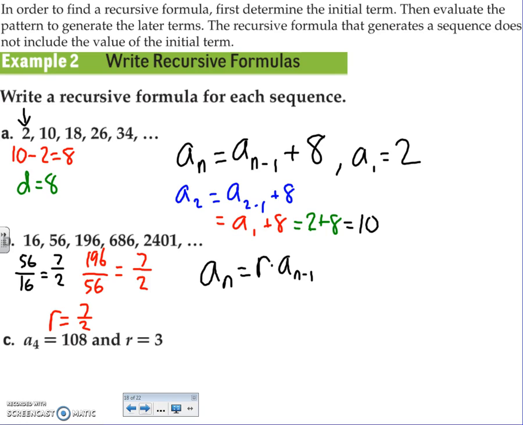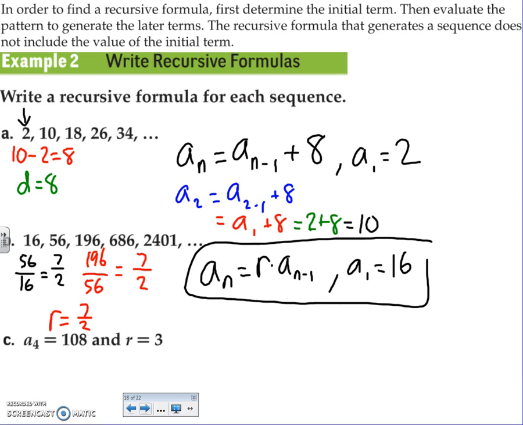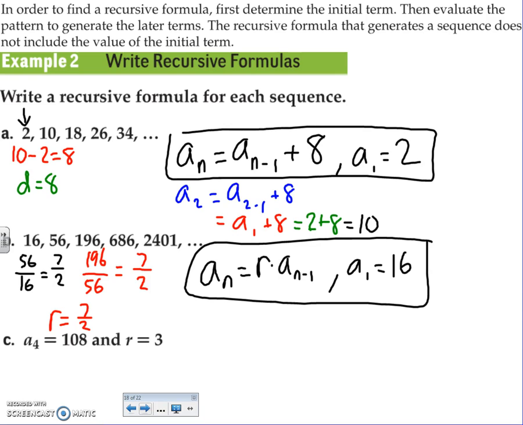Now I have to give you the initial number, and that is A sub 1 equals 16. So here's the equation for the second one. Here's the equation for the first one. Let's box it in. We could plug in to check, but I'm not going to. And this last one down here, they give a sub 4, and they give r equals 3.